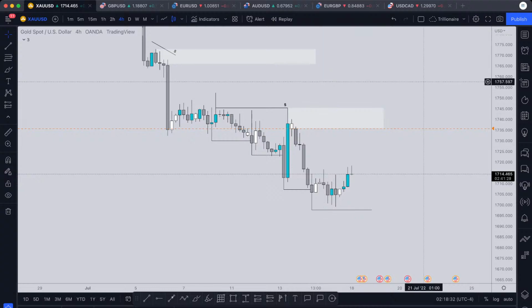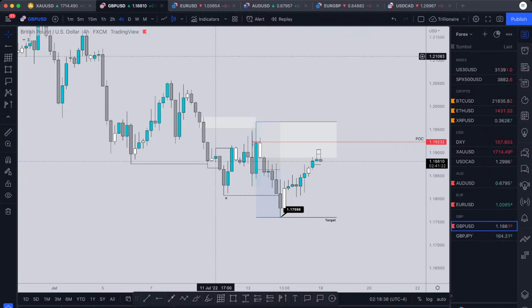So now let's get into GBP USD. Now I do trade the overlap. Give me 1 second, guys. All right, we're good to go.